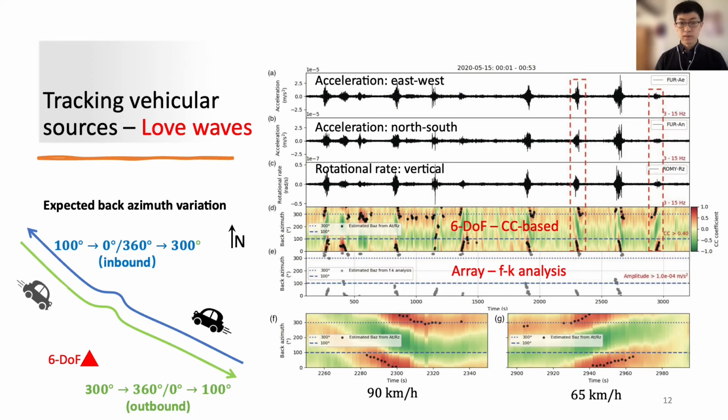For the zoom-in plots of the 2 selected time windows within the right square in figure D, we can calculate the moving speed of the vehicle through the ratio of distance and time over a certain back-azimuth variation range. The estimated average speed in figure F is approximately 90 kilometers per hour, and the one in figure G is approximately 65 kilometers per hour. Both are empirically reasonable estimates at the period of night.